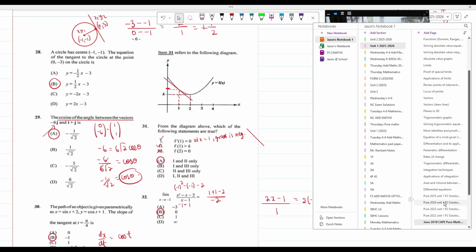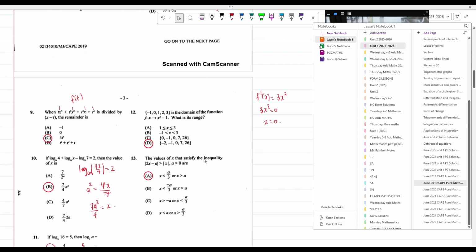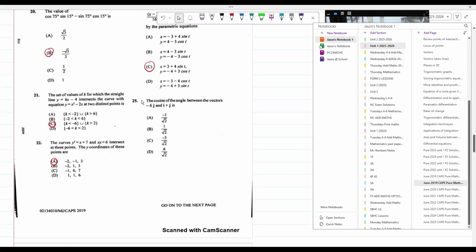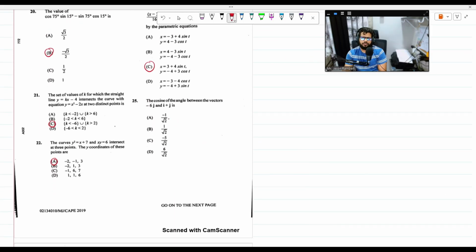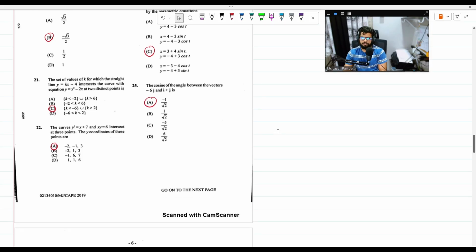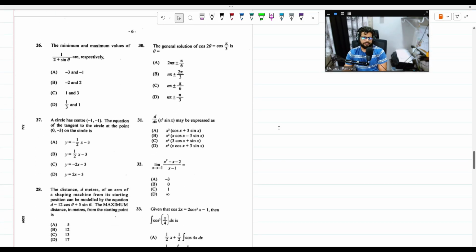Right, cosine of the angle between those two vectors, minus 6j and i plus j. Are we looking at minus 6j and i plus j? It's minus 1 on root 2. So the answer is indeed A. The minimum and the maximum values of these two functions, this is a repeat, it is going to be 1/3.